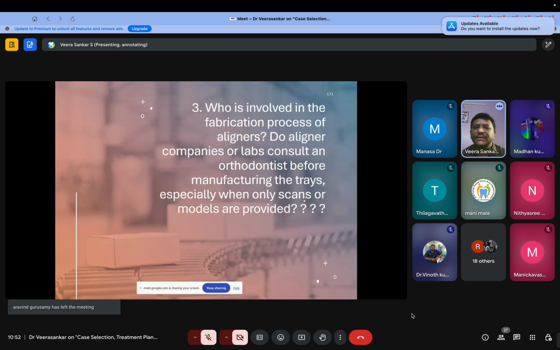The third question is, who is involved in the fabrication process of the aligners? Do aligner companies or labs consult an orthodontist before manufacturing the trays, especially when only scans or models are provided? Yes, they will consult an orthodontist, and all aligner fabrication units will have an in-house orthodontist who will review all the treatment plans and design the plan. Number 2, even after the plan is designed by the orthodontist and sent to us, it is better for us to have a discussion with our own orthodontist to ensure that the plan is right, so that if there is any necessary correction, we can communicate with the lab and ensure that the correction is done.